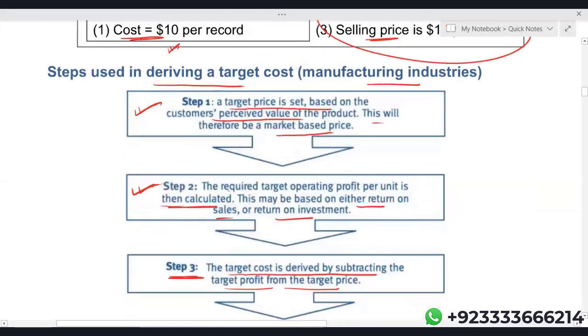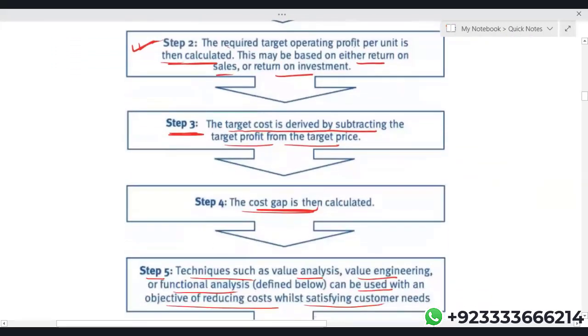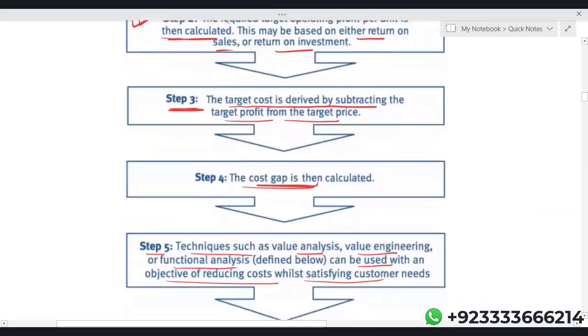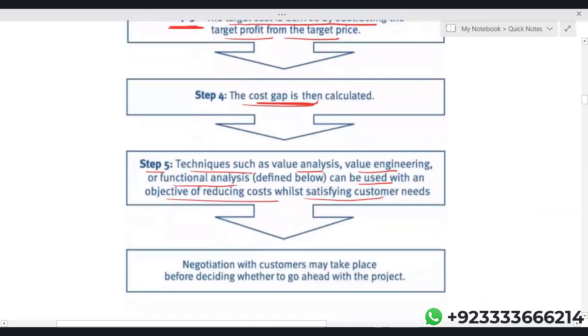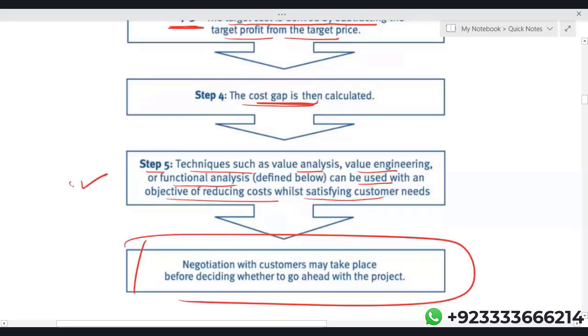One, decide the target price, which you will take from the market. Then you need to decide the target profit. In step three, you will get the target cost. In step four, there will be a cost gap. In step five, now you have to apply the techniques on how to reduce this cost gap. In fact, how to eliminate this cost gap. It's just for a discussion. Otherwise, just stay till step five.